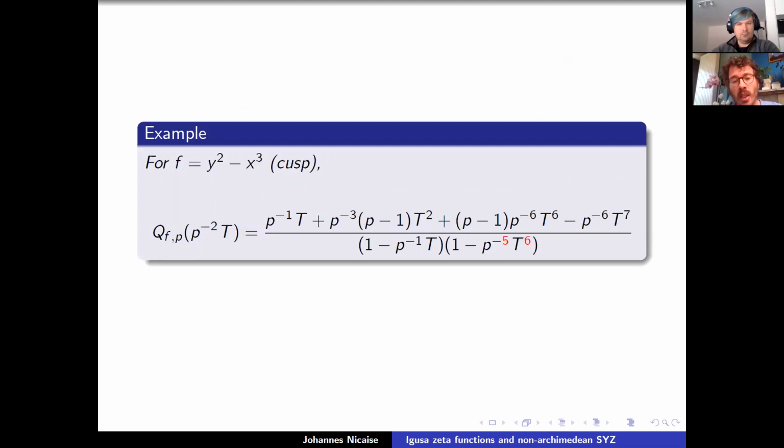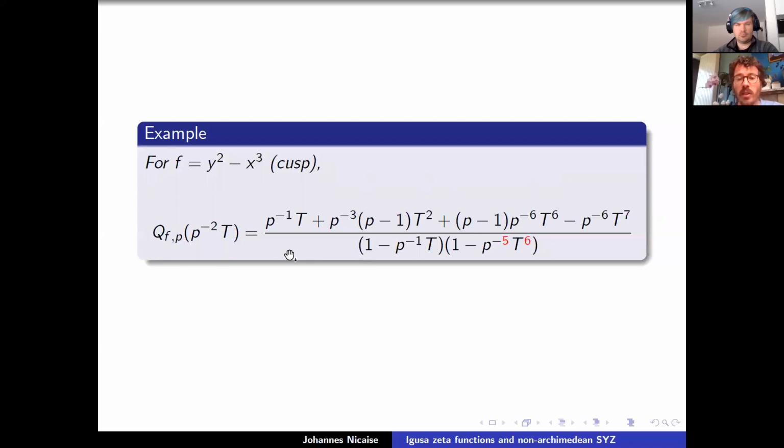We take a singularity that's as simple as can be, but as you see already, the shape of the generating series is complicated. We just look at the polynomial f in two variables given by y squared minus x cubed. So this defines the cusp singularity in the plane. Here you can still compute the series by hand if you're sufficiently brave and patient. It's convenient to slightly rescale the variable by replacing t by p to the power minus 2 times t. The 2 in the exponent is the number of variables in this case.